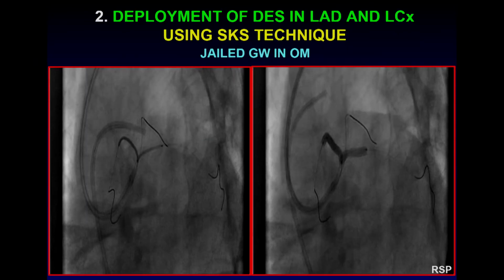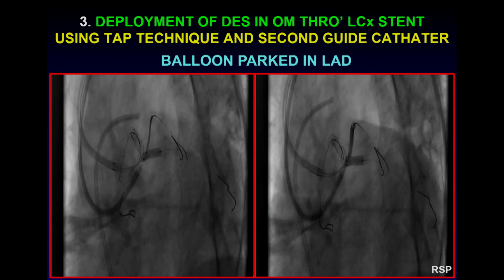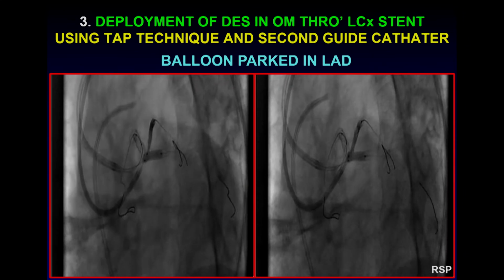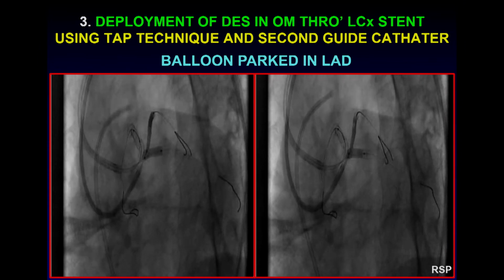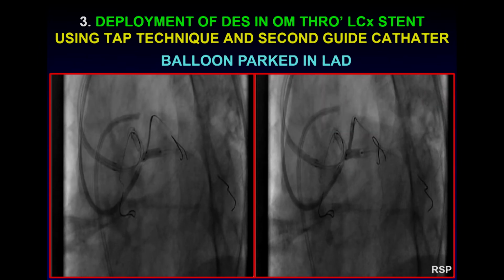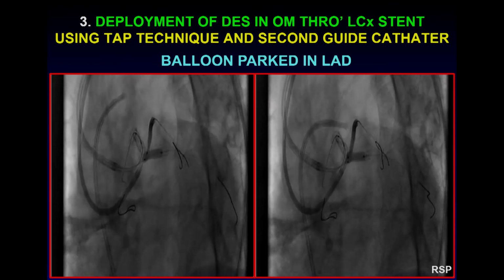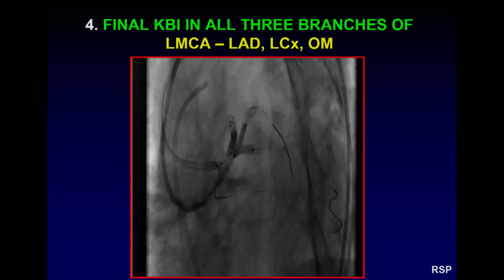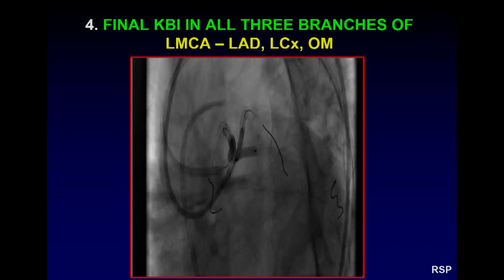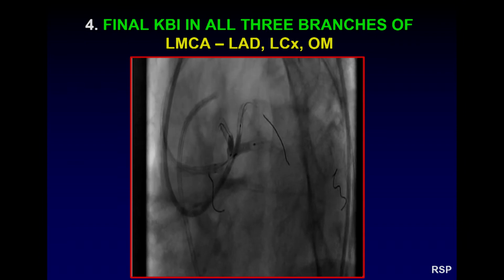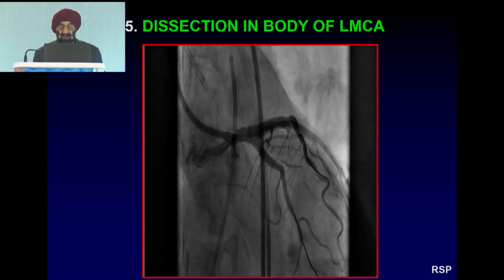And we did a SKS technique and jailed the guide wire of one of these branches. SKS technique was done successfully. And then we rewired this obtuse marginal branch through the struts of the LCX stent and stented the obtuse marginal branch. Now, following that, we did a triple balloon kissing using two guiding catheters from both the groins, and we thought the job had been done.